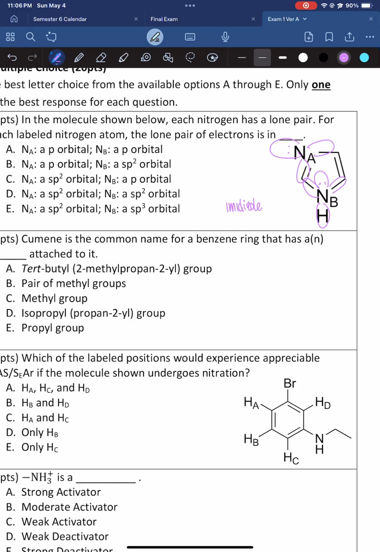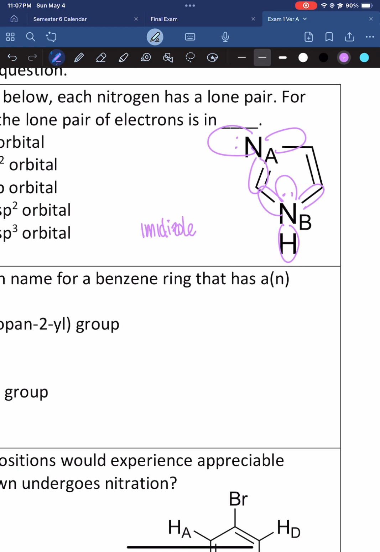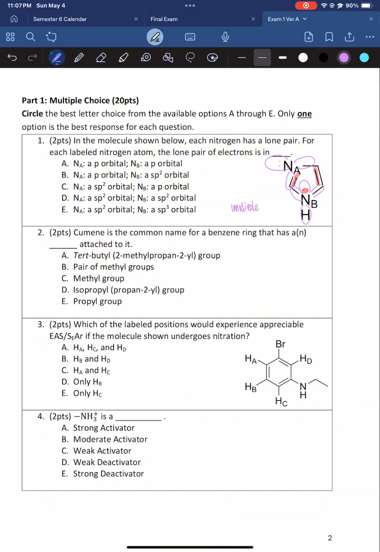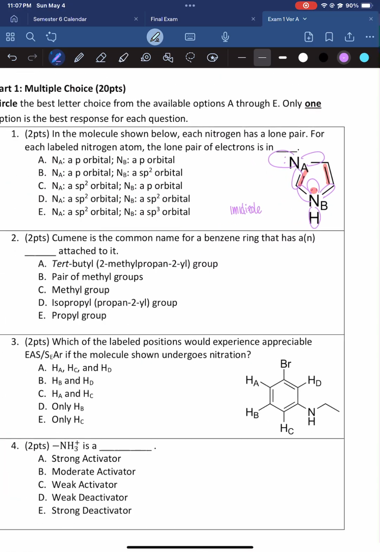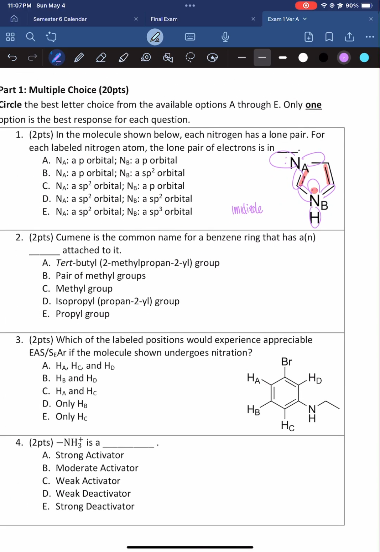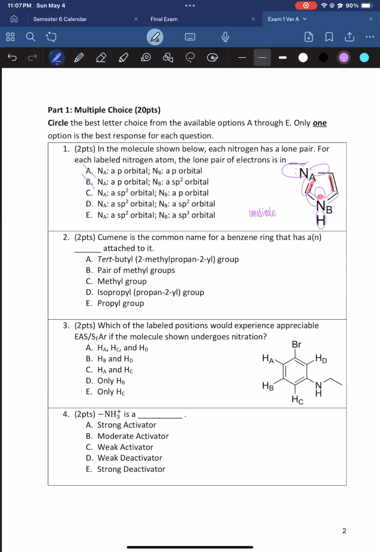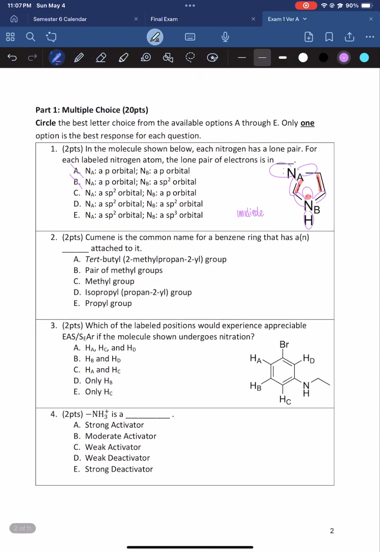In this case, we want to take a look at whether or not this molecule is aromatic. In fact, we do know that this molecule is aromatic, right? So we have this lone pair here, a lone pair here, and a lone pair here, and that satisfies Huckel's number. So the lone pair on nitrogen A is going to be in an sp2 orbital because it's not participating in the aromaticity that the molecule already has. So we can go ahead and eliminate A and B because they say it's in a p orbital when we know it's in an sp2 orbital. So let's go on with the B nitrogen.